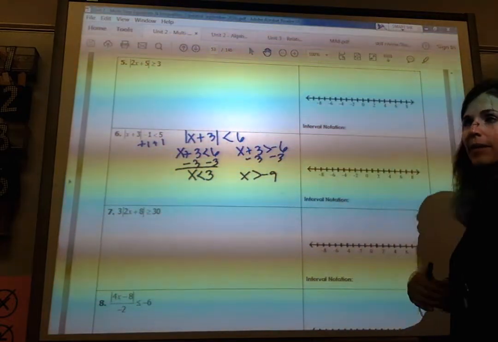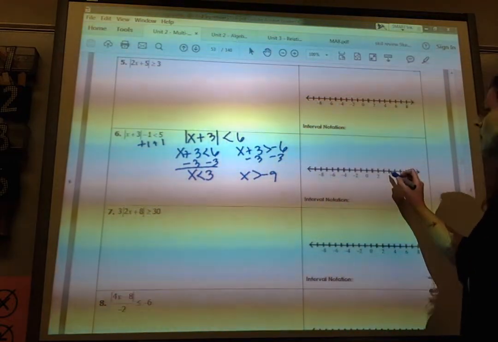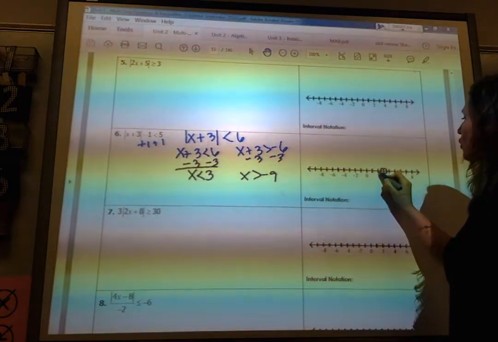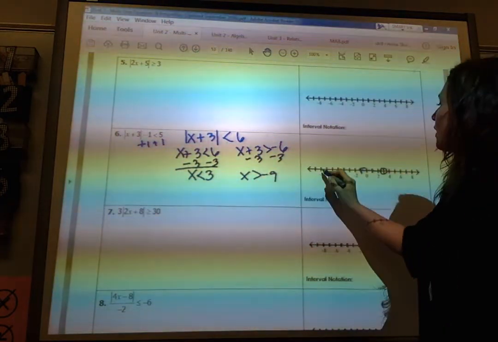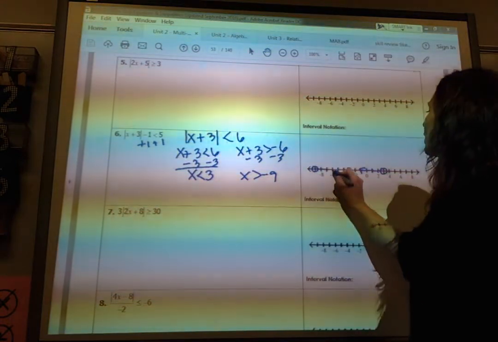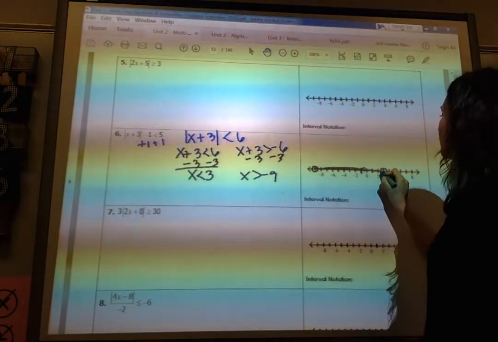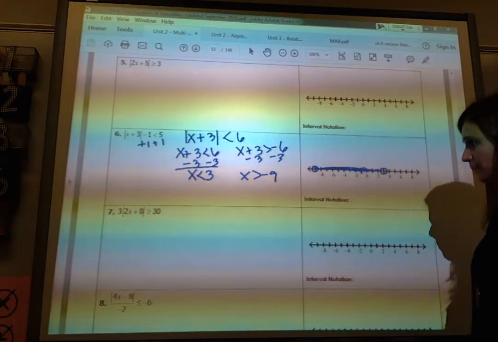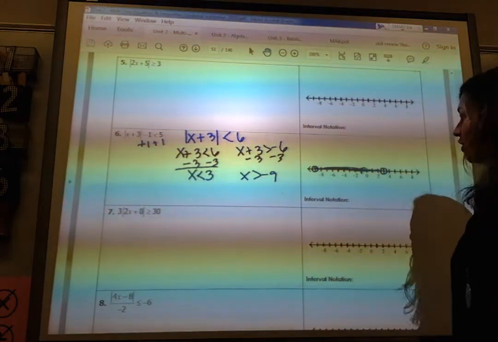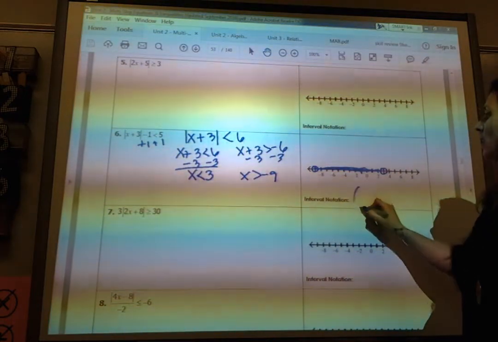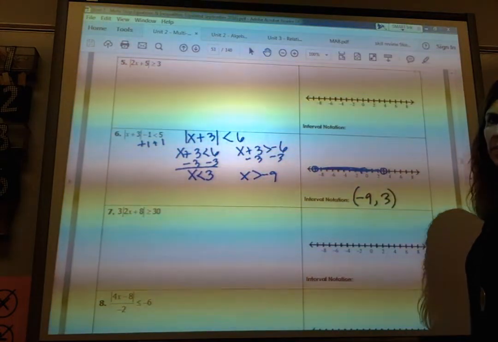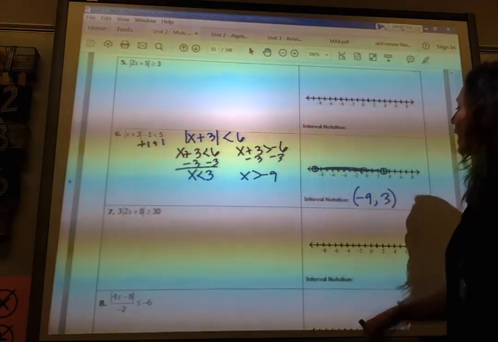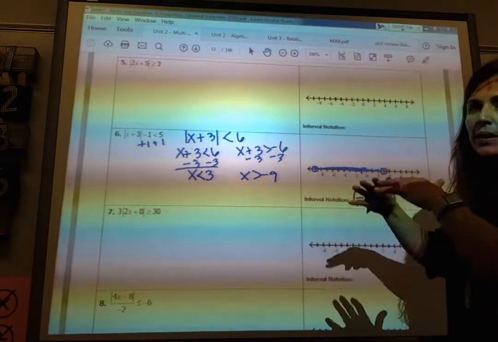Is this an and statement or is it an or statement? So I open circle and shade to the left on 3, and x is greater than negative 9, so it's an open circle, shade to the right. So when those lines come together, I know it's an and statement. So my interval notation is negative 9 to 3, parentheses on both sides. And my and statement, remember, it's easier if you write it above the graph.